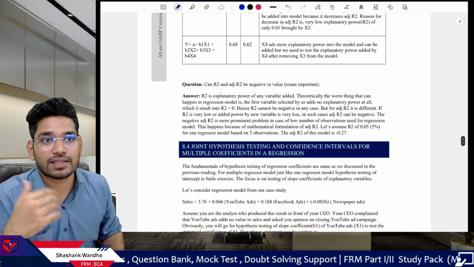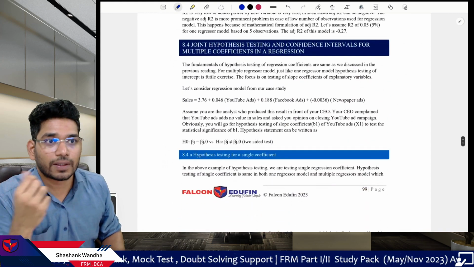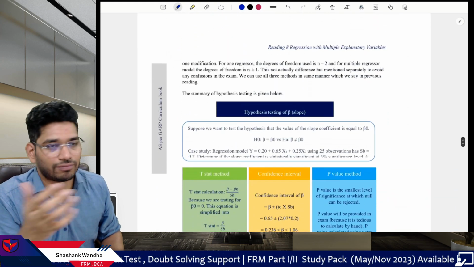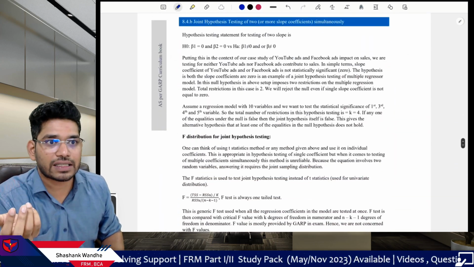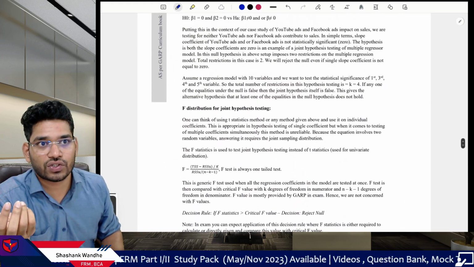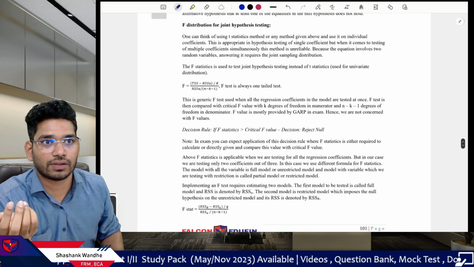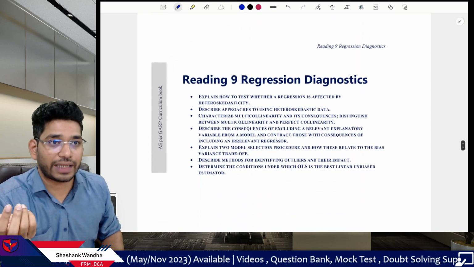Again, we are providing this discussion, but it is not part of GARP's curriculum. Now here, joint hypothesis testing, not very important, but at least read it once and try to understand it. And then we have the F distribution and chi-square distribution and how to use them. Again, not that much testable.